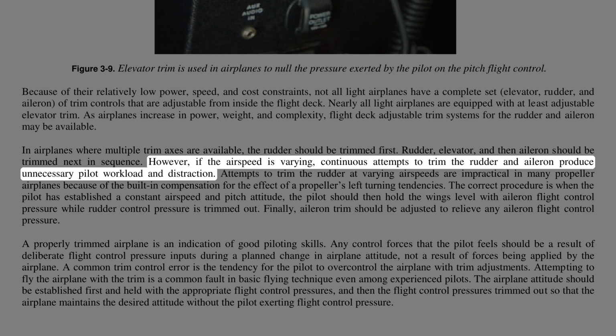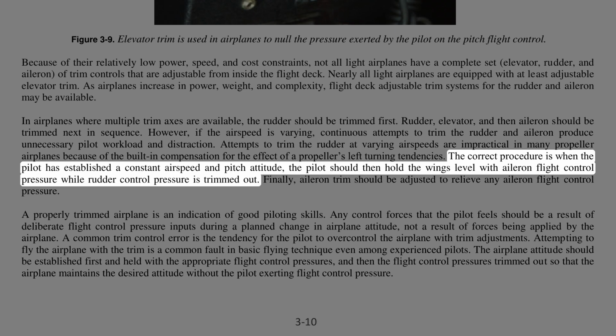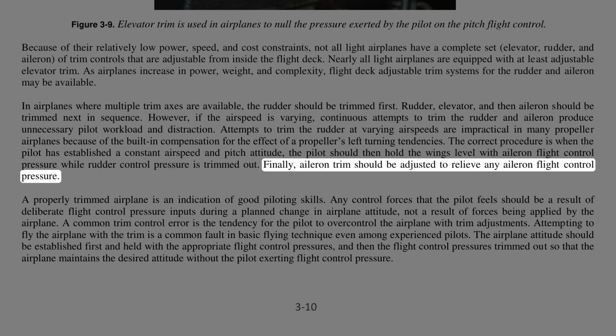However, if the airspeed is varying, continuous attempts to trim the rudder and aileron produce unnecessary pilot workload and distraction. Attempts to trim the rudder at varying airspeeds are impractical in many propeller airplanes because of the built-in compensation for the effect of a propeller's left-turning tendencies. The correct procedure is when the pilot has established a constant airspeed and pitch attitude, the pilot should then hold the wings level with aileron flight control pressure while rudder control pressure is trimmed out. Finally, aileron trim should be adjusted to relieve any aileron flight control pressure.